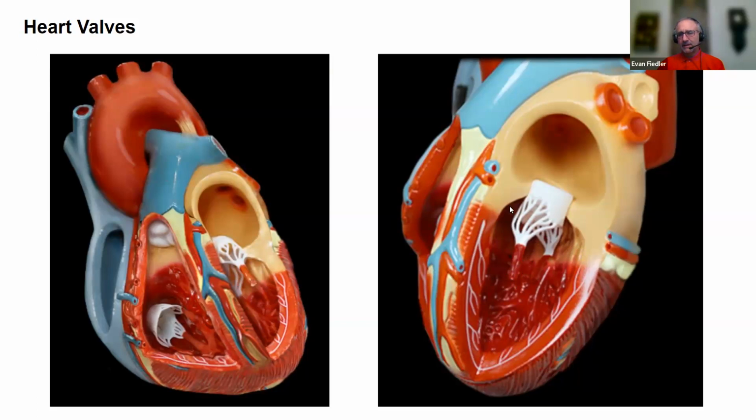And then you have the aortic valve, not pictured here, between the left ventricle and the aorta, which is going to carry oxygenated blood to the body. And again, when the aortic valve closes, there's the backflow of blood to supply oxygenated blood to the heart itself.